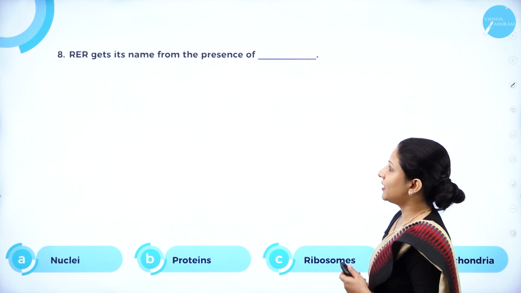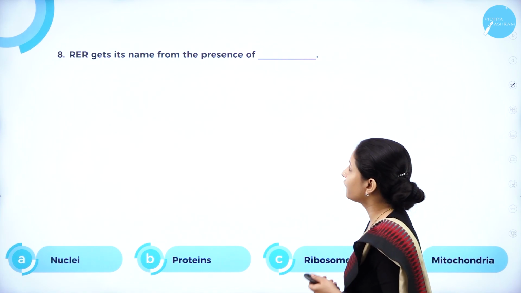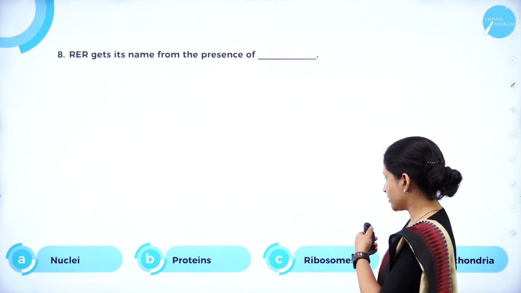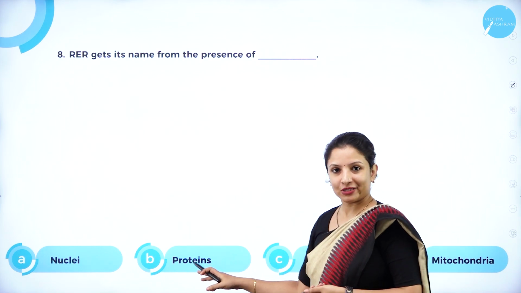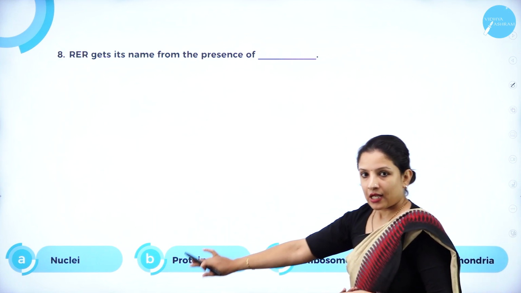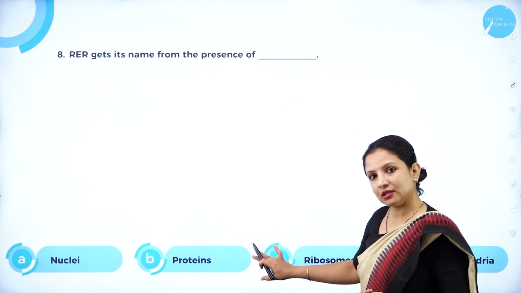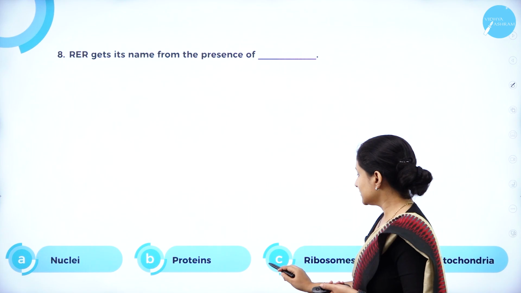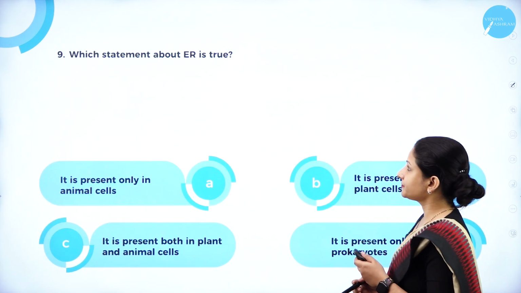Next, rough endoplasmic reticulum gets its name from the presence of nuclei, proteins, ribosomes, mitochondria. Now, don't get confused with proteins and ribosomes. Ribosomes synthesize proteins, and where are these ribosomes present? On the rough endoplasmic reticulum. So, therefore, the answer is ribosomes.